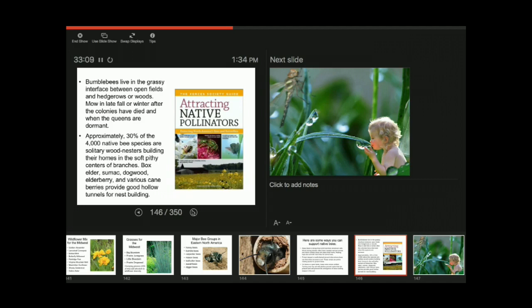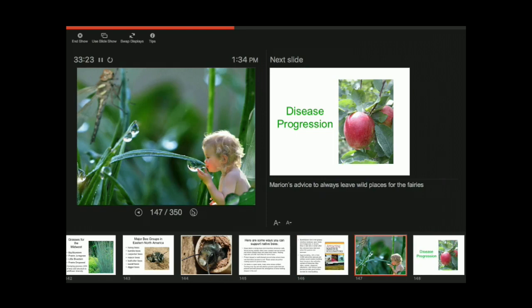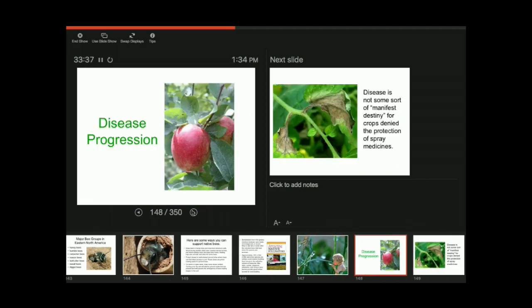But I have a friend, Marion, who grew up in South Africa. And she told me, as I was getting into farming, that a whole other way of thinking about this, and I like this a lot, is you need to leave some really wild places for the fairies. I mean, those wildflowers, that's where these beneficial insects, so that's where these wild pollinators are going to come from. And all of that pushes me in a more wild direction.